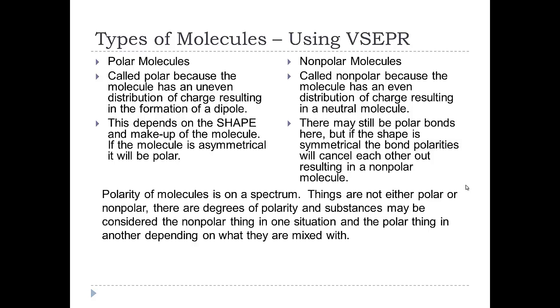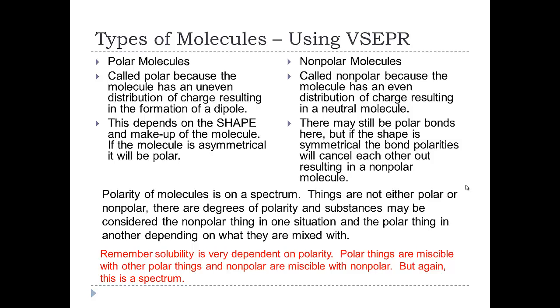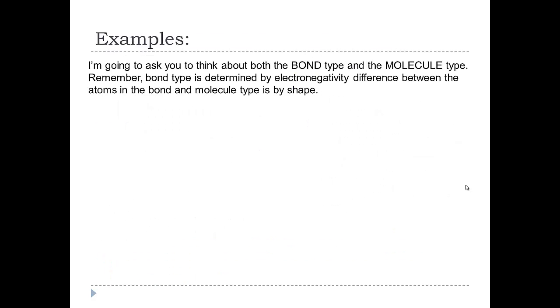The polarity of molecules is on the spectrum. Things are not either polar or nonpolar generally. There are degrees of polarity, and substances may be considered nonpolar in one situation and polar in another, depending on what they're being mixed with. Remember, solubility is very dependent on polarity, and polar things are miscible with other polar things, and nonpolar things are miscible with nonpolar. But again, this is on a spectrum. So something that could be considered polar may still mix with something nonpolar as long as the nonpolar item is a little bit polar. So it's all on a continuum.